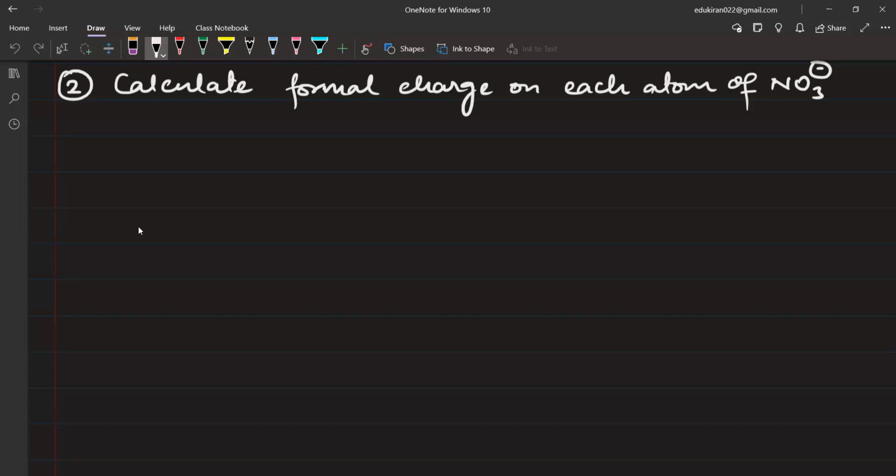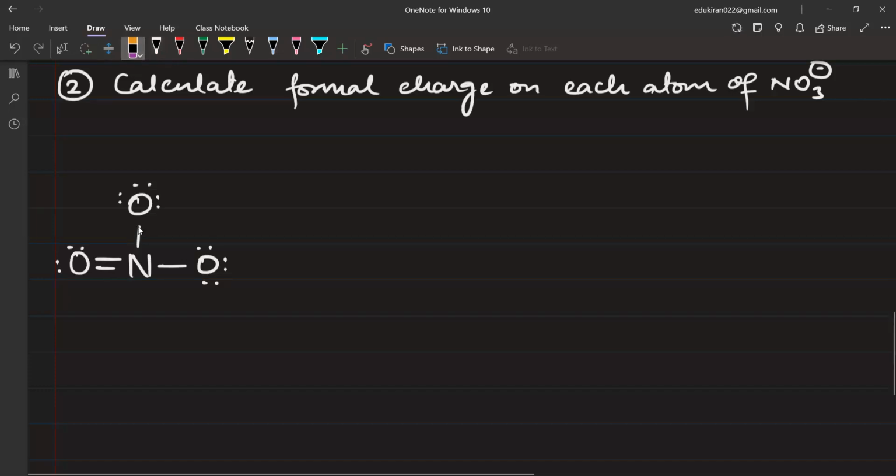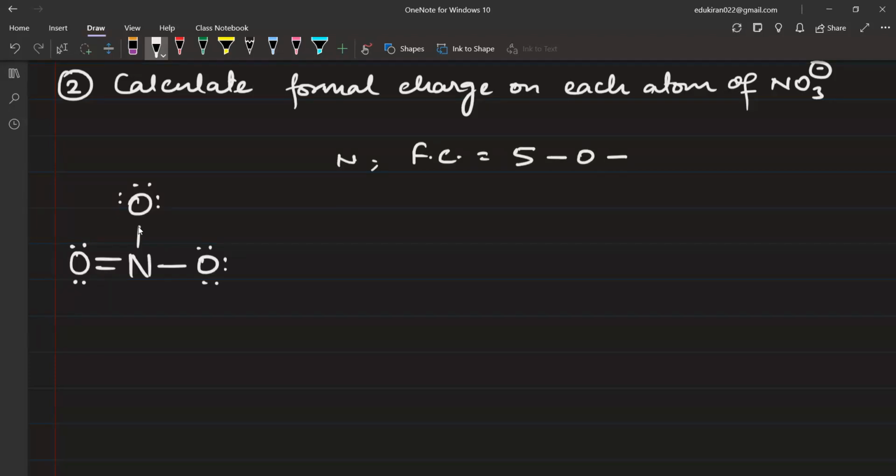Guys, we have just seen the structure of NO3. Nitrogen is doubly bonded with one oxygen and single bonded with two other oxygens. The first two oxygens have 1, 2, 3, 4, 5, 6 electrons in lone pairs, and this one has only 4, arranged like this. Now for nitrogen, the formal charge is equal to total valence electrons, 5, minus number of lone pair electrons, 0, minus number of bonds, 1, 2, 3, 4. So this will be equal to plus 1.